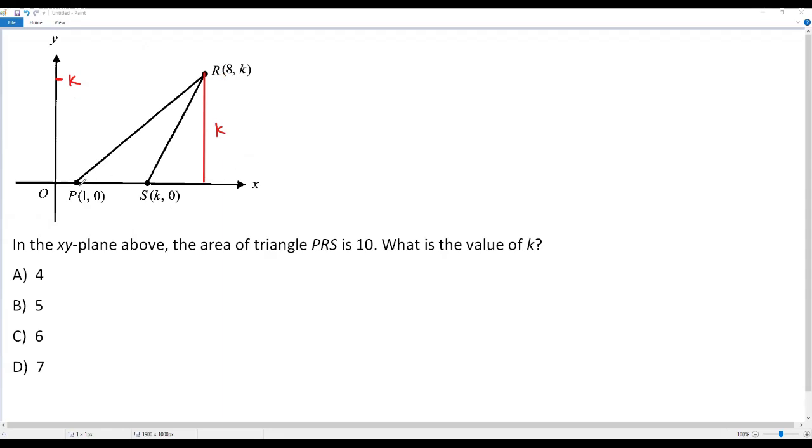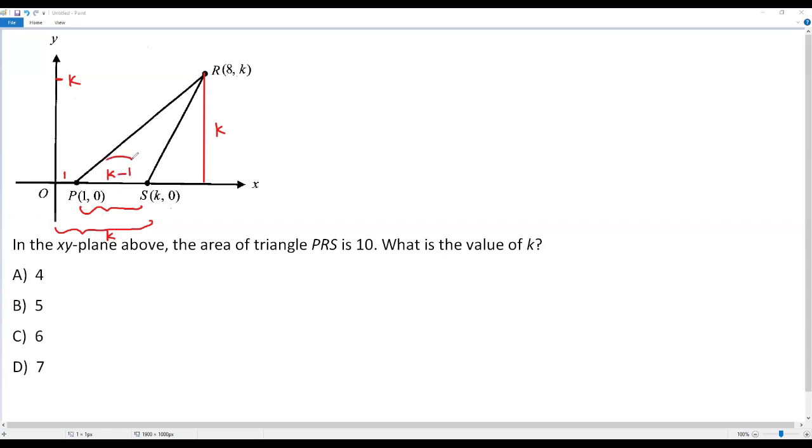And the base of the triangle is given by PS, the distance between the two points P and S. The distance from the origin to the point S is given by the x coordinate at this point, that is K. So the length of this part is K. And the length of this part, that is OP, is just 1 because our x coordinate over here is 1. So what is the base of the triangle PS? For that we have to subtract this length 1 from the length K, which is between O and S. When I do so, I'm getting K minus 1. So K minus 1 is the base of the triangle.